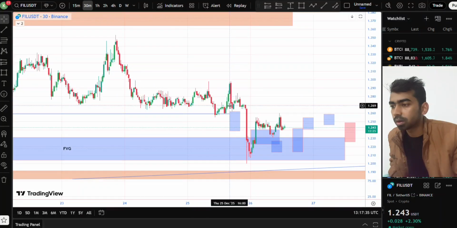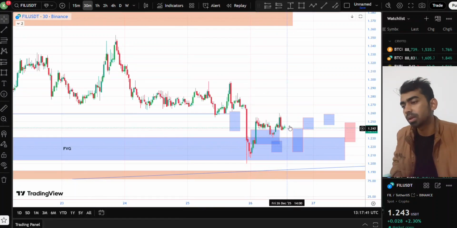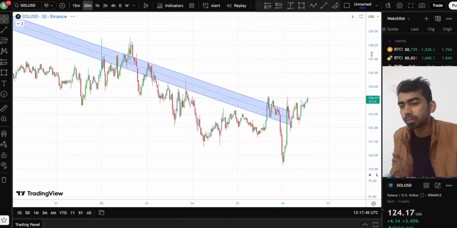Look at it, people are entering aggressively, thinking the market will go upside. At the same time it is going downside and all the liquidity is grabbed. Now it is slowly going upside.